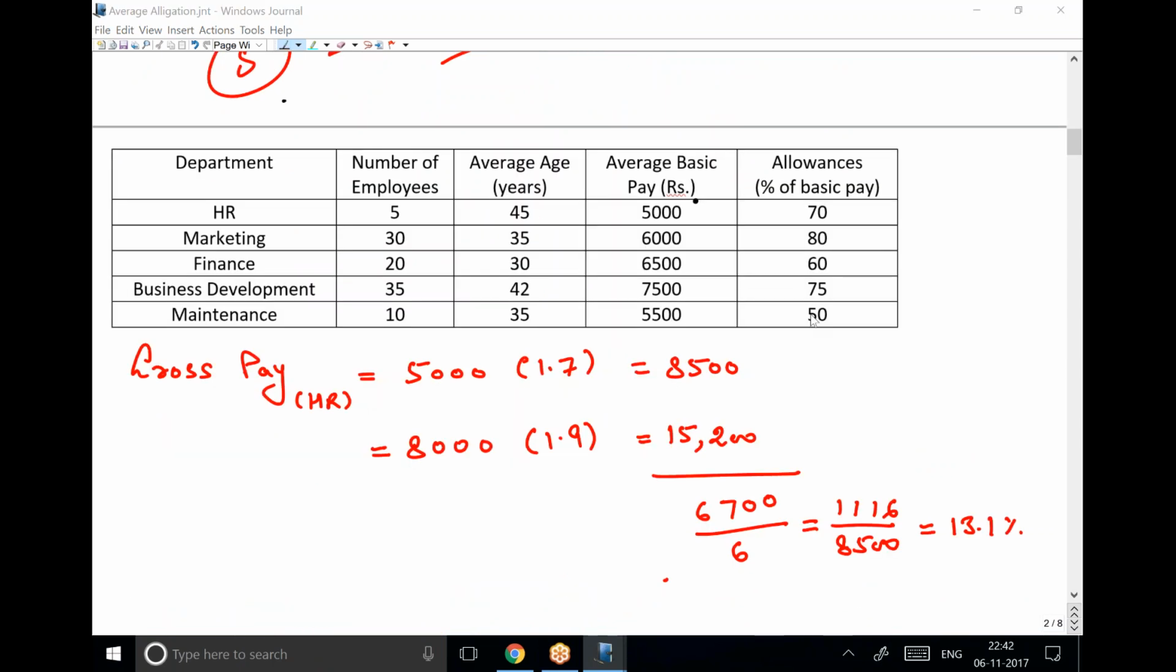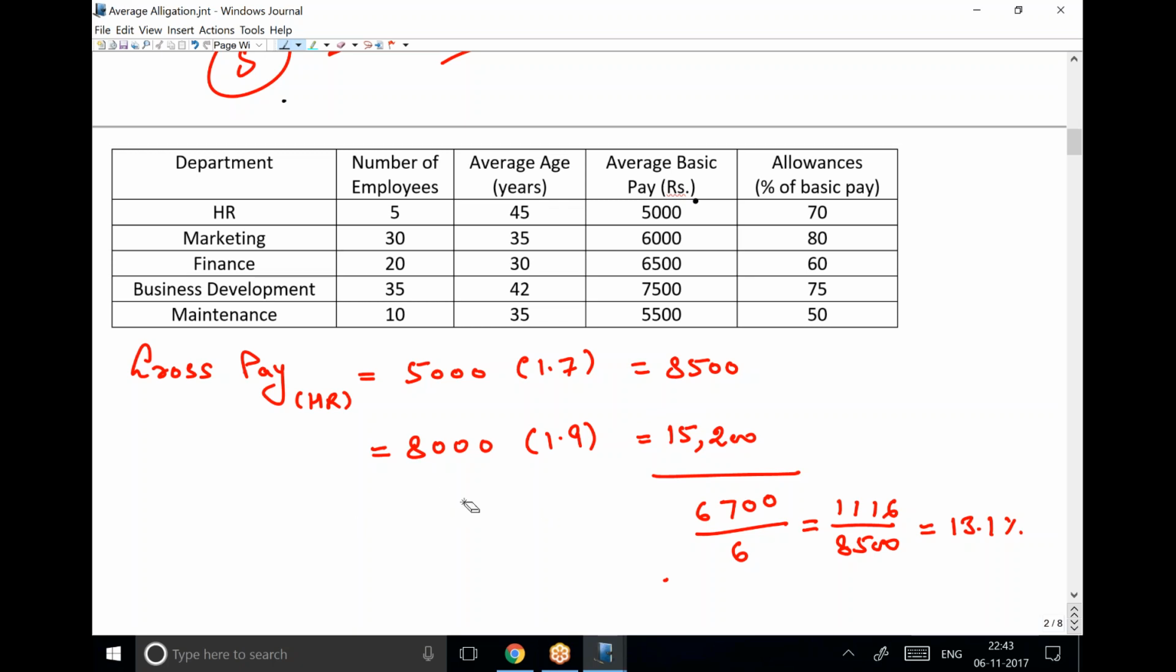So first we can see here average gross pay got increased by 70%. So gross pay comes out to be, for HR, 5,000 from average basic pay and 70% extra, so it comes out to be 8,500. Similarly, if you look at the next part, we are looking at the marketing department here.